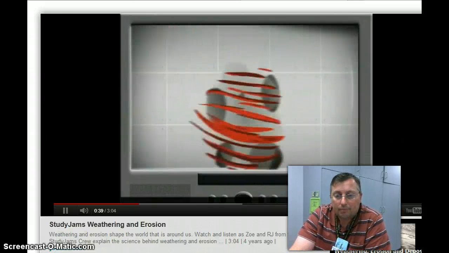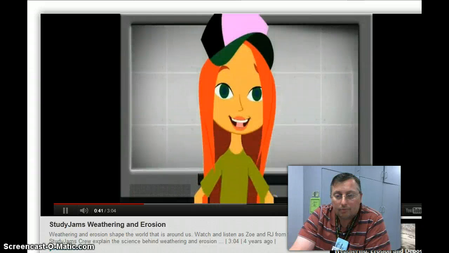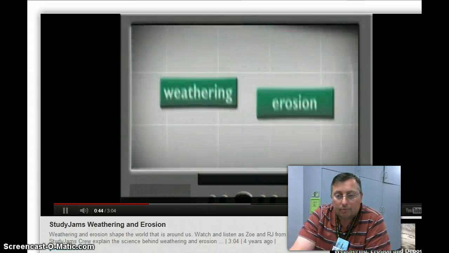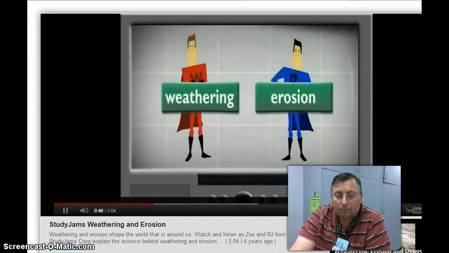Breaker breaks things down, and Whoosh carries them away. And what does that have to do with studying? Weathering and erosion work together just like Breaker and Whoosh. They're a scientific super duo.